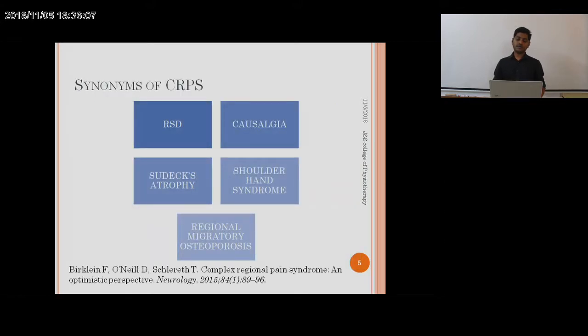Synonyms of CRPS: it is otherwise called reflex sympathetic dystrophy, which itself shows the overactivity of the sympathetic system, and it is also called causalgia, Sudeck's dystrophy, shoulder hand syndrome, and regional migratory osteoporosis.